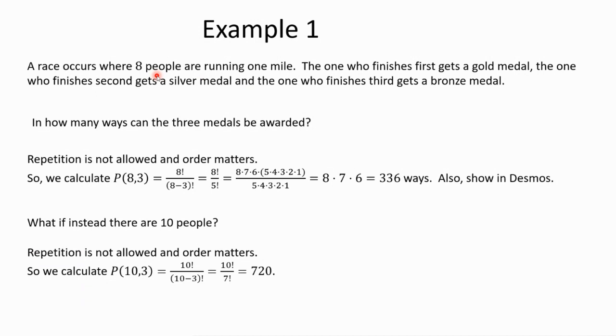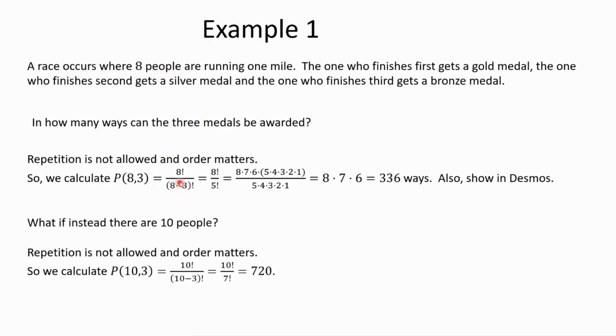Well, of course, repetition's not allowed, right? You can't give more than 1 medal to someone. We know there's 8 people running, so you can't give more than 1 medal to anyone. And the order does matter. Whoever finishes first gets the gold. Whoever finishes second gets the silver. So in this case, we have permutations. Order matters, no repetition. We have P of 8, 3 here.